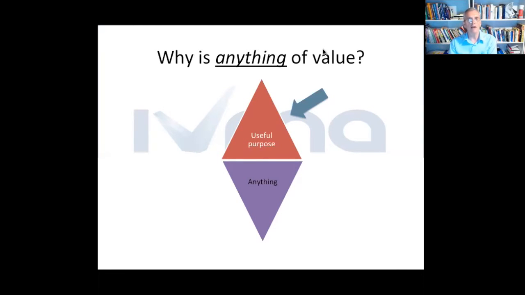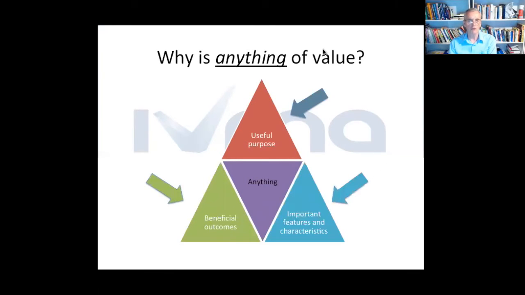But the notion of value does not stop purely with the matter of purpose. The entity might fulfill a useful purpose, and as a result of doing that, benefits will flow. Beneficial outcomes will be accrued. And this also is a component of the value picture. The third factor is the set of important features and characteristics of a particular entity. And I'll explain what I mean by that in just a moment or two. Now, with those three factors, we can capture and define the value of literally anything.